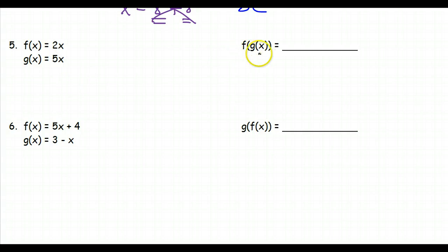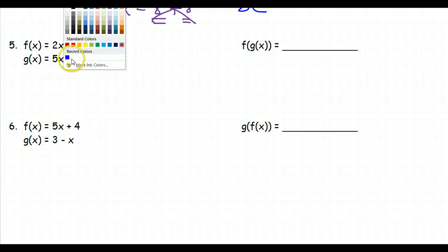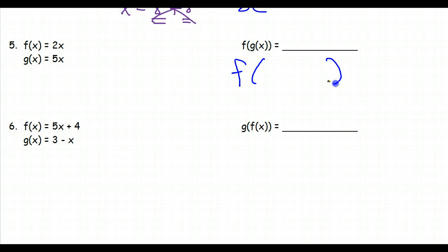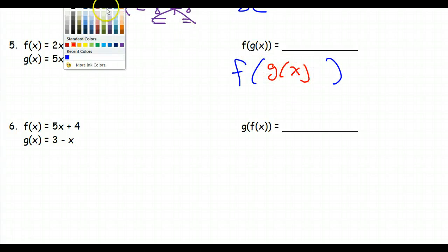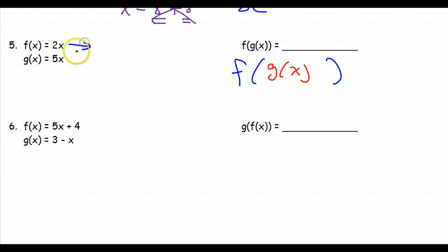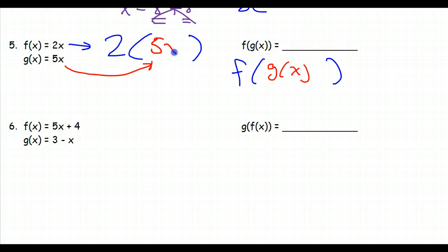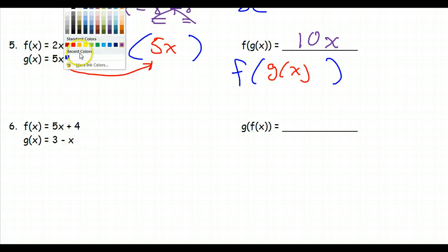Okay, f of g, or f at g. So function f is on the outside, and then function g will be on the inside. Function f says 2x, so I'm going to write 2 parentheses. And then function g goes in there, so that's going to be my 5x. I'll just wind up multiplying these, and that'll be my final answer. So that'll just become 10x. That's it. Let's look at example 6.